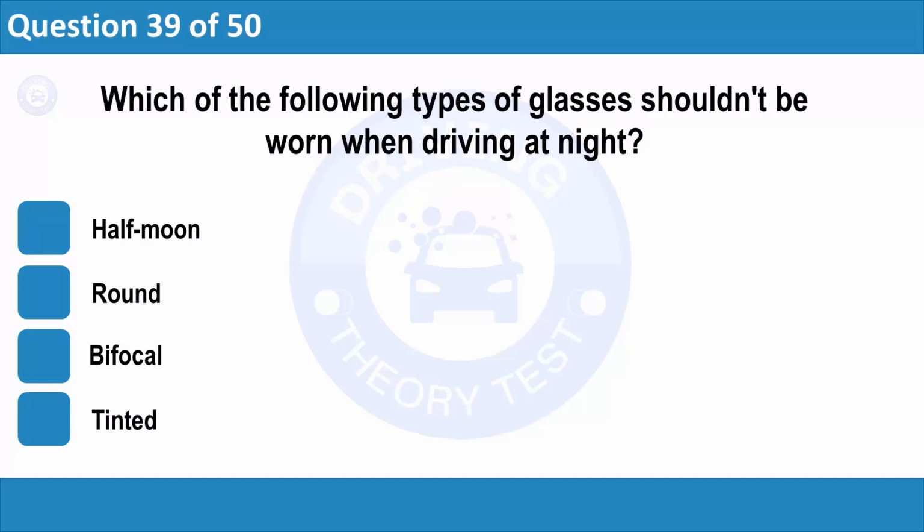Which of the following types of glasses shouldn't be worn when driving at night? Half moon. Round. Bifocal. Tinted. If you're driving at night or in poor visibility, tinted lenses will reduce the efficiency of your vision by reducing the amount of light reaching your eyes.